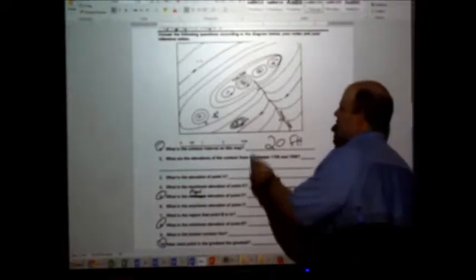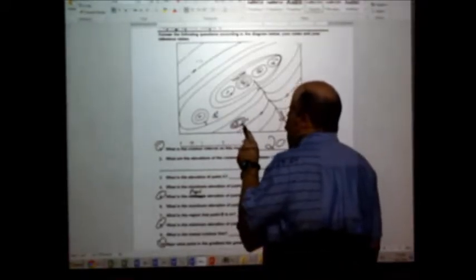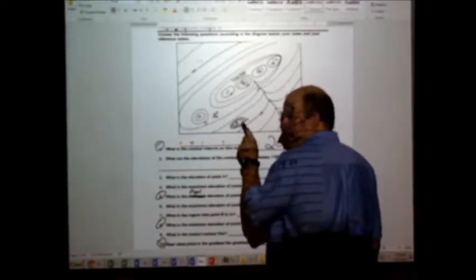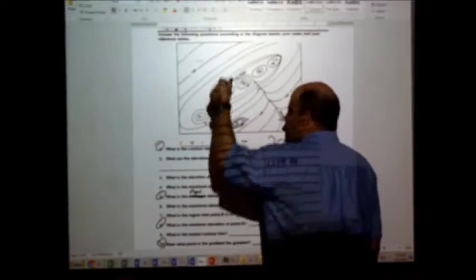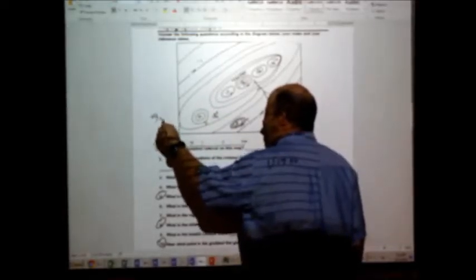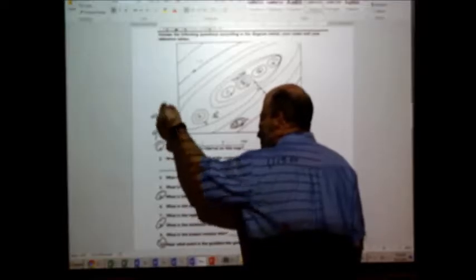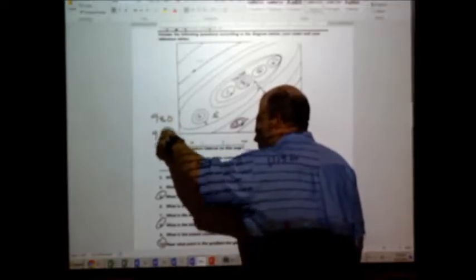What is the minimum elevation of point B? So minimizing inside a hole. If this is 1,000, I'm counting down by 20s. 980. My next one going down would be 960, but 960 is not there. So how close can I get to 960 without hitting 960? That'd be 961. 961 feet.